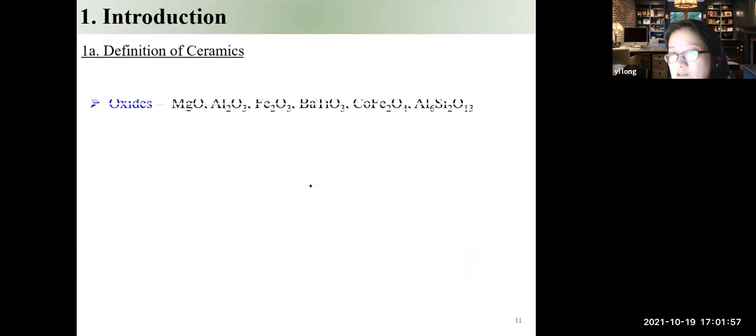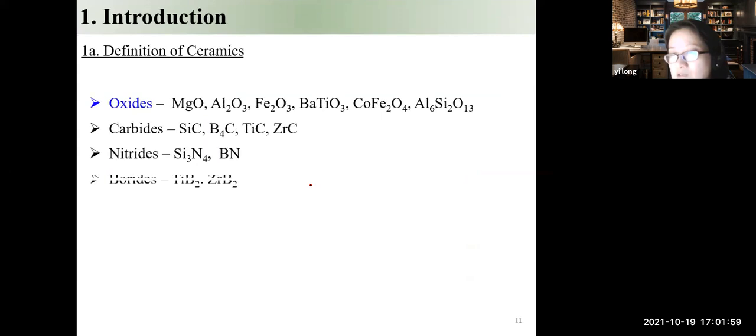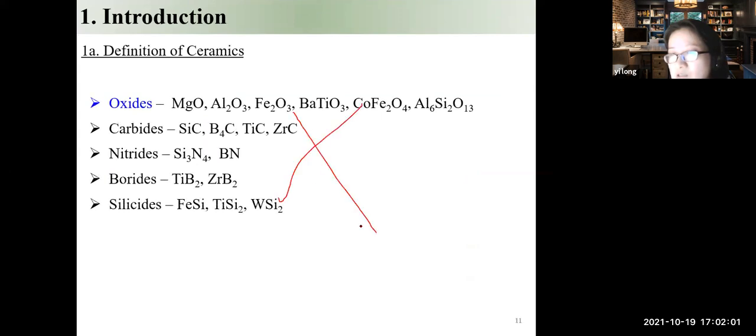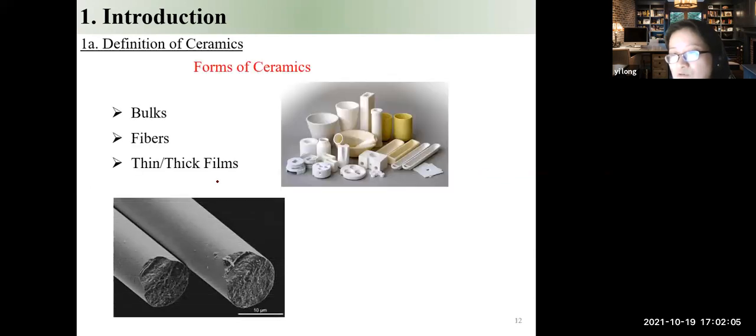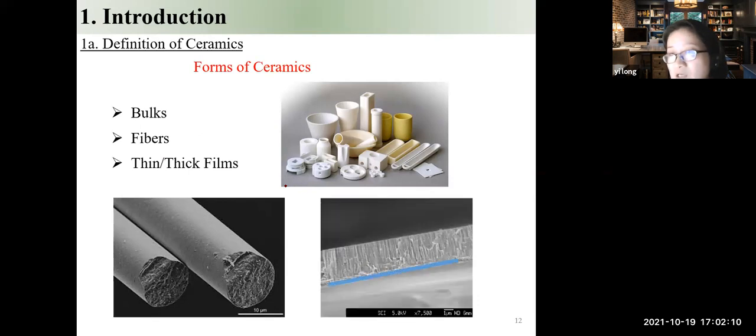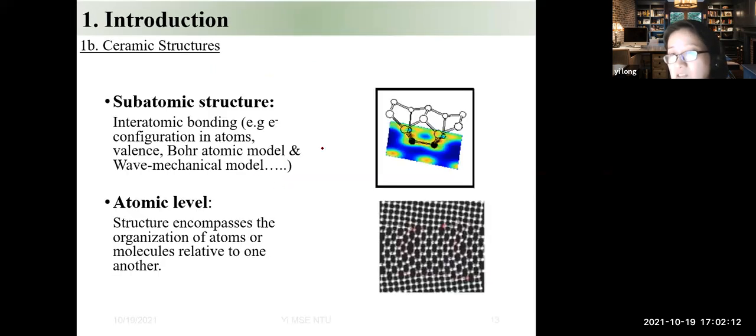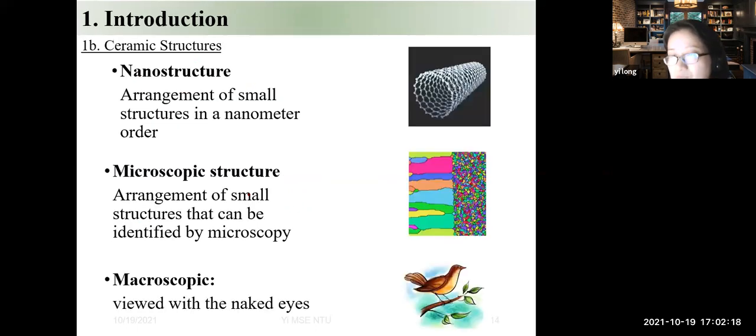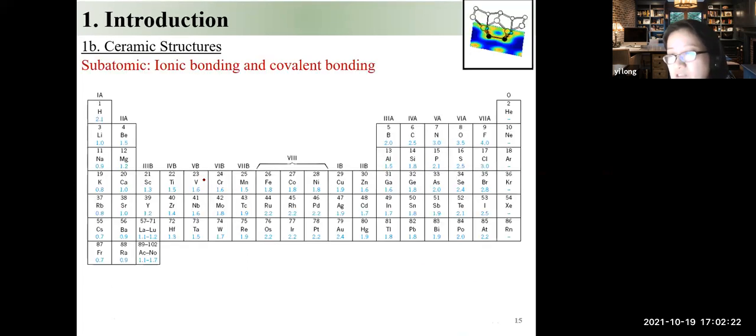Anyway, this is just some common sense, and this one is also very common sense, so there's no need. And these are the forms. You need to know all these are different forms of ceramics, and this is needed. So what is the subatomic, what is the atomic level, and the nano level and micro level. So these are the big pictures.